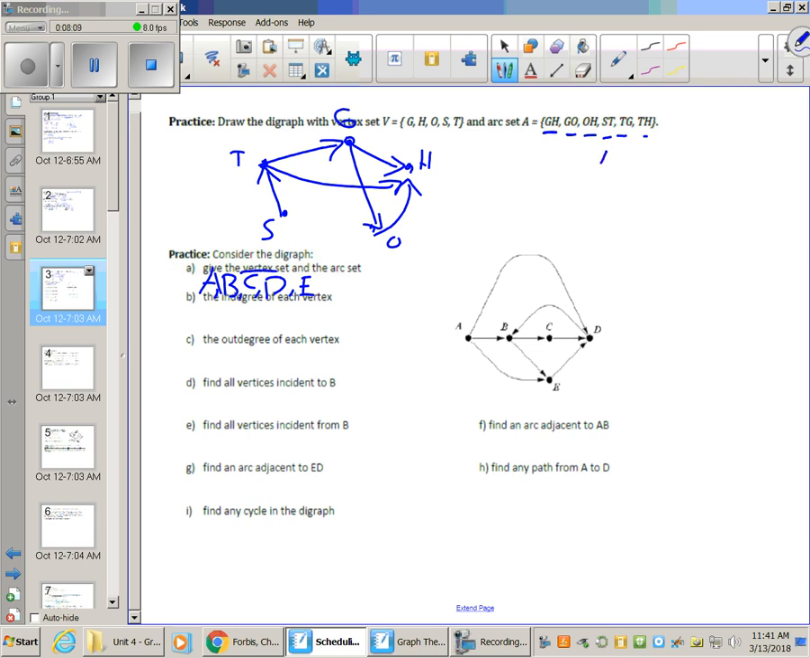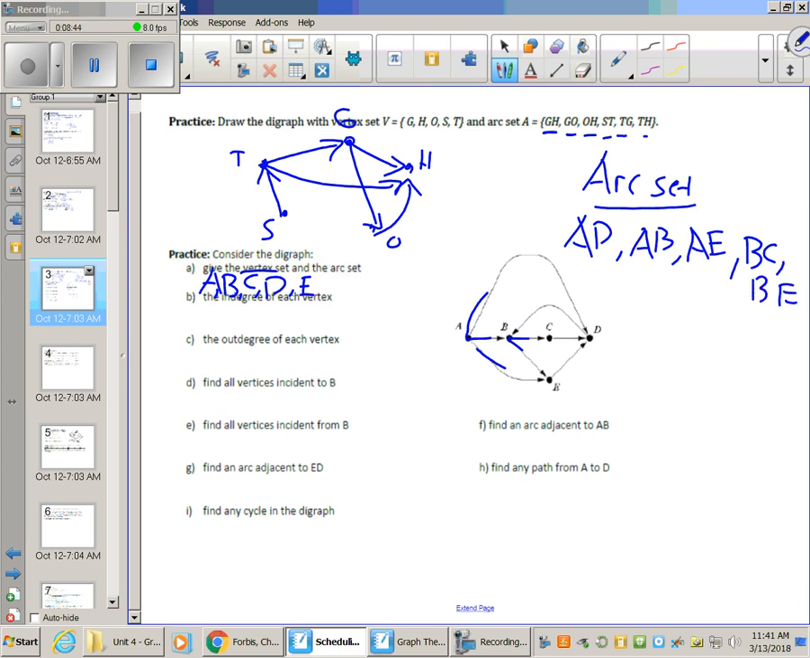The arc set, let me give you my advice for doing the arc set for this problem. I always like to start in alphabetical order and just work my way down, because when I'm looking at A, I'm only worried about the ones that are pointing out of A, because order does matter. So like AD would be my first one. AB would be my next one. AE is the next one. So that's all the ones that start with A. Well, then move on to B. Okay, B has 2 coming out of it. BC and BE. Okay, so you're done with B.